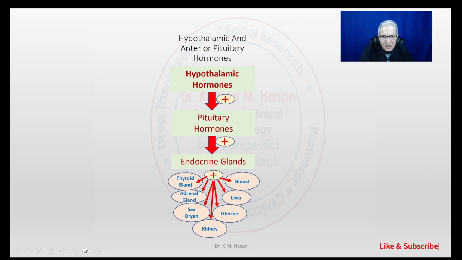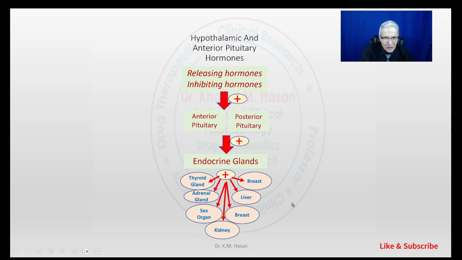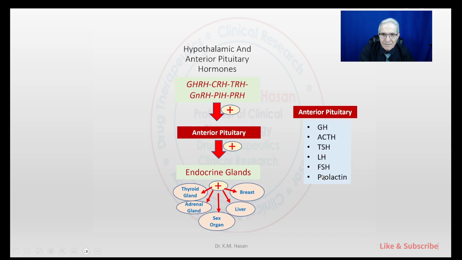This one represents the cascade, the axis between the hypothalamus, pituitary and adrenal gland, and you can see how many organs will be affected. We talk about the thyroid, the adrenal, sex organs, then the kidney, uterus, liver and breast. Again, it reminds us that from the hypothalamus two main types of hormone are released, releasing hormone RH or inhibitory hormone IH. This will stimulate the anterior and posterior pituitary hormones, and several organs will be affected.